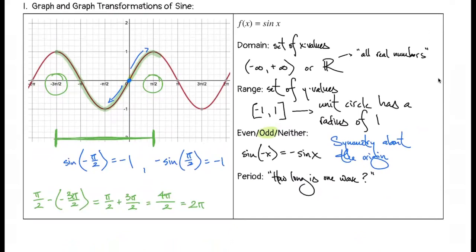All right, so let me make sure I write this down here, that the period is 2 pi, because that's how long it takes us to get one full wave. Whether we do the green one that we did right here, or if we went back into the yellow one, which was from here to here, that one actually probably was easier to calculate because we have 2 pi minus 0, which is 2 pi, okay?